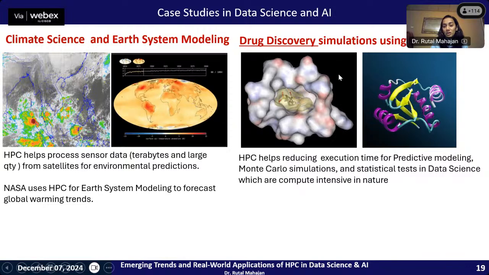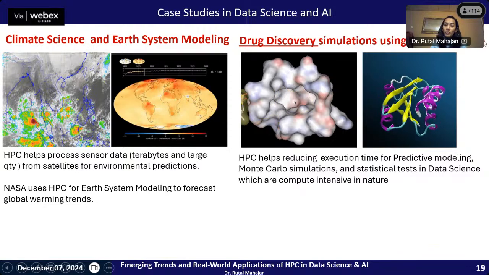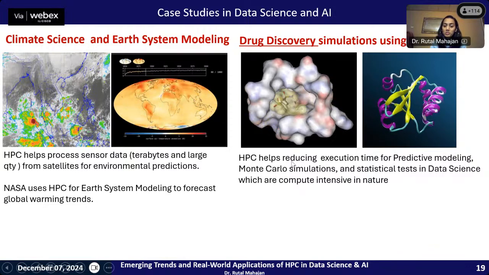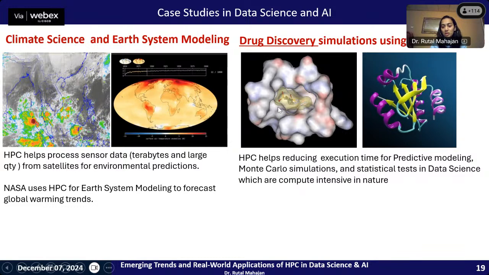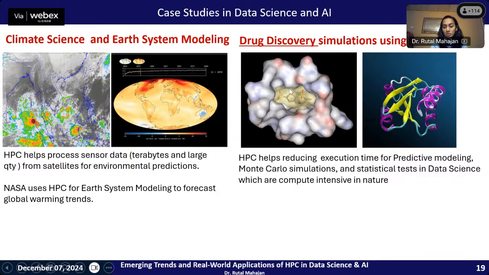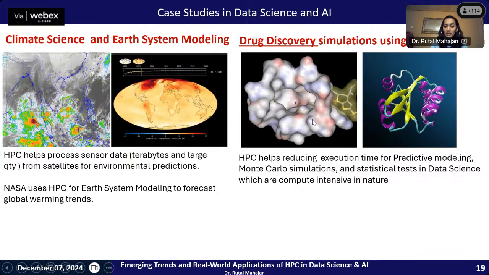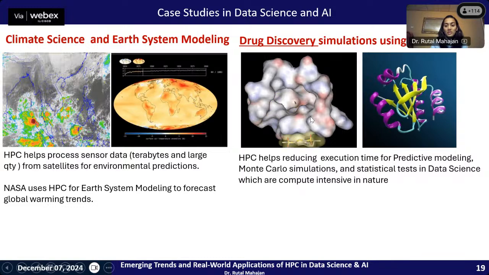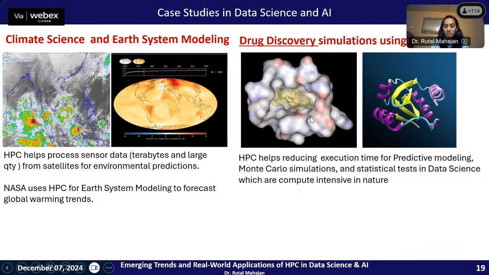And in drug discovery and simulation using molecular data, you can see HPC helps reduce the execution time for predictive modeling, of Monte Carlo simulation or statistical tests in data science, which are compute intensive in nature.